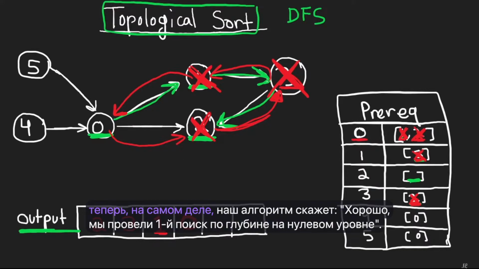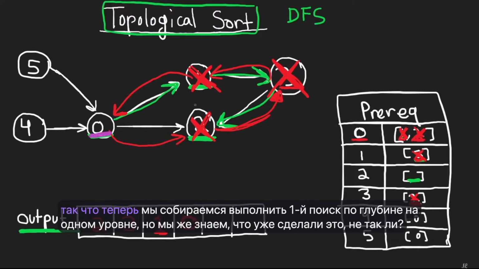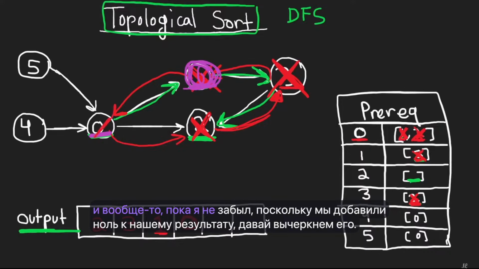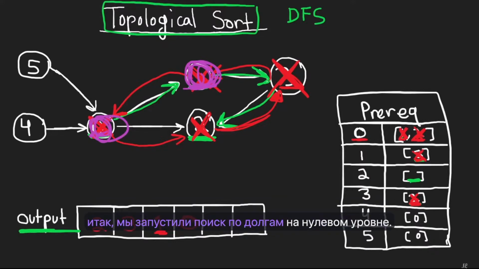Now, in reality, our algorithm is going to say, okay, we ran depth first search on 0. So now we're going to run depth first search on 1. But we know that we already did that, right? We already recursively did that, so we don't have to do it. And actually, before I forget, since we added 0 to our output, let's cross it out.